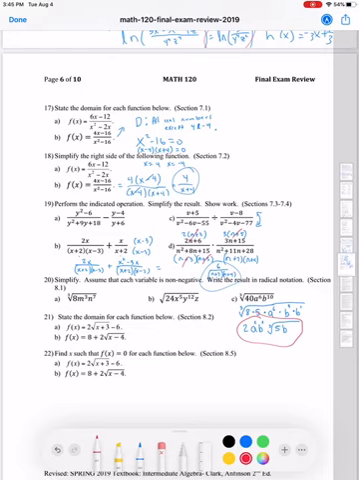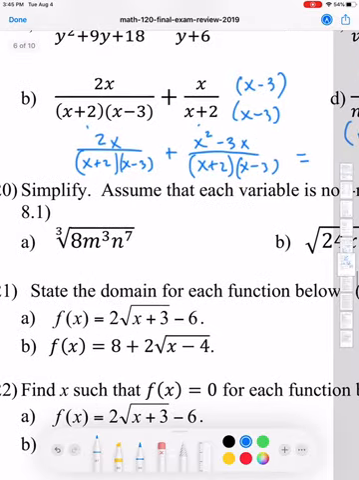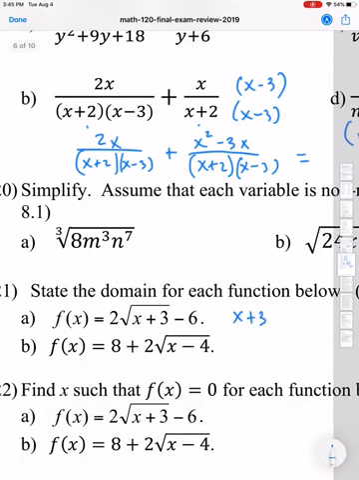Almost done, guys. 21, find the domain. These are called radical functions. Radical functions that are even, like a and b, you'll get one similar to those. You need to make sure that inside the square root you don't get negatives. So what we gotta do is x plus 3 must be positive or it could be 0, so greater than or equal to 0. Subtract 3 from both sides and you get x is greater than or equal to -3.